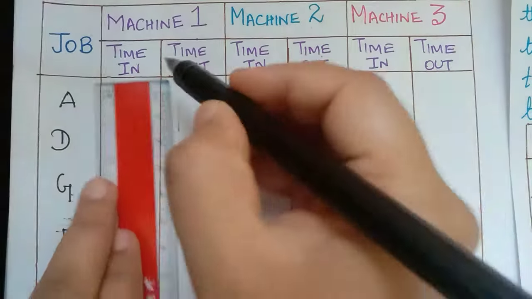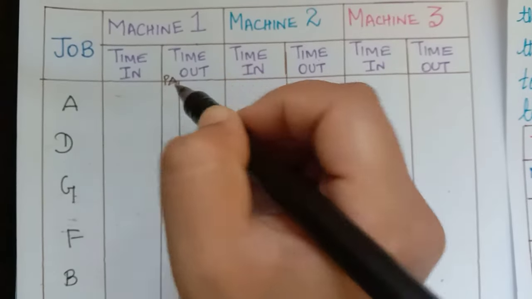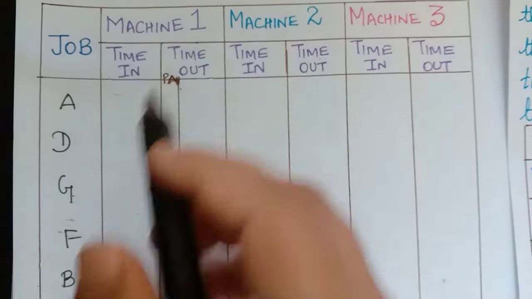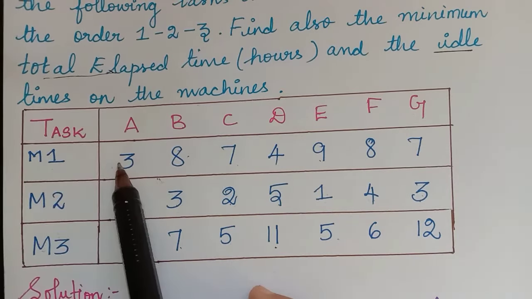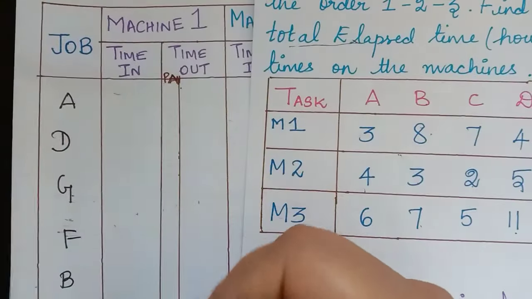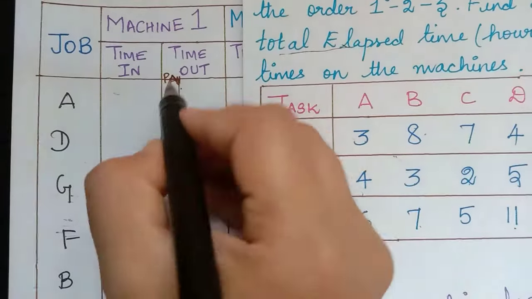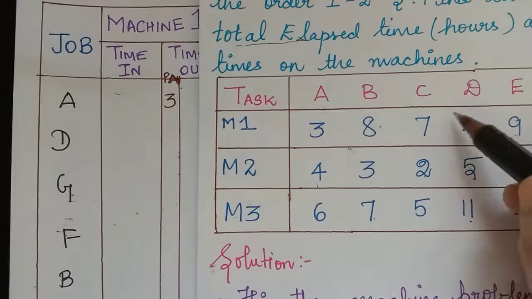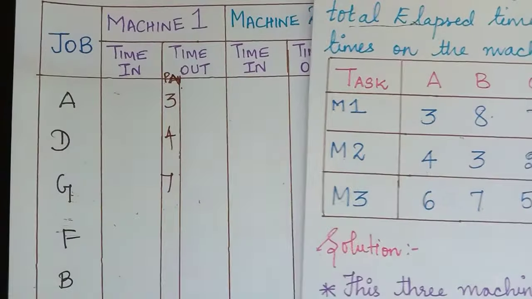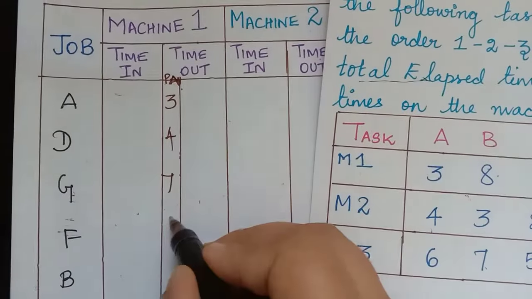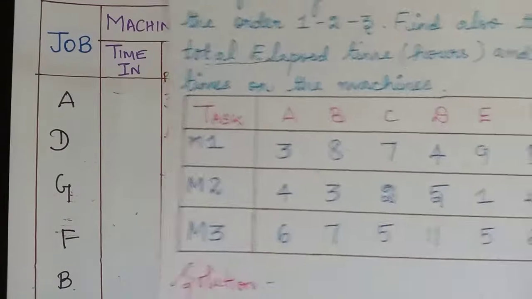And students, for convenience, I am going to write the processing time of mission 1 over here, for example, processing time of A in mission 1. These are the processing times given in the question, and in this order I am going to write them over here. For A, the processing time is 3, so I will write 3 here. For D, the processing time in mission 1 is 4, so I am writing 4 here. For G, it is 7. For F, it is 8. For B, it is 8 again. For C, it is 7. And for E, it is 9.